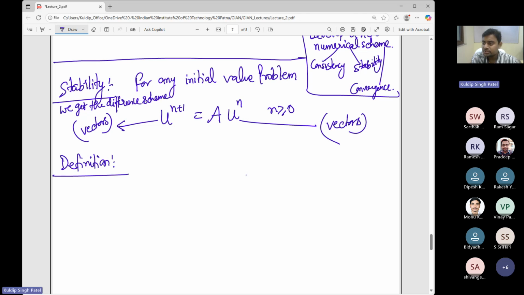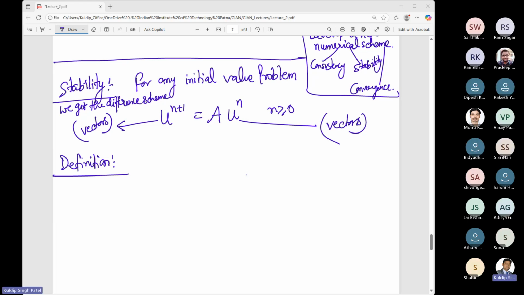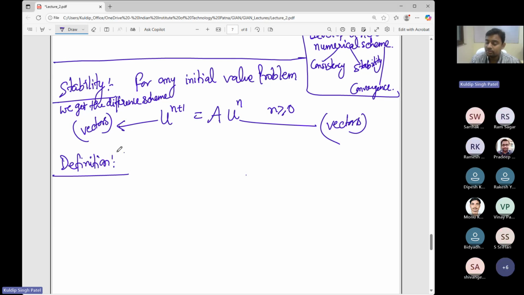When do you say that this scheme is stable? Whatever we have defined, we have defined some scheme. And please try to understand, we are going to get the numerical solution from this difference scheme only. We are not sure whether that solution will be correct or not. So we have checked that this scheme is consistent. Now we are checking whether this scheme is stable or not.